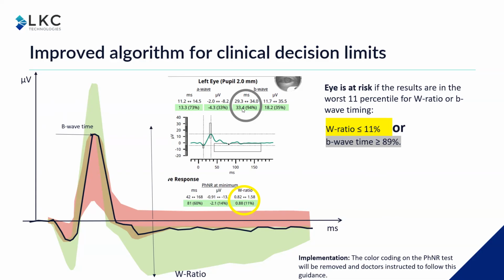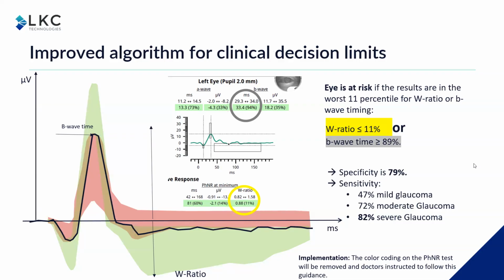When you look at this report, you realize that both of them are marked green. So all values, including our popular photopic negative response amplitudes, are also green. That's a significant change and a significant improvement in detecting the eyes at risk. With this algorithm, we reach a specificity of 79%, and sensitivity depends on the stage of the glaucoma, from 47 up to 82%.